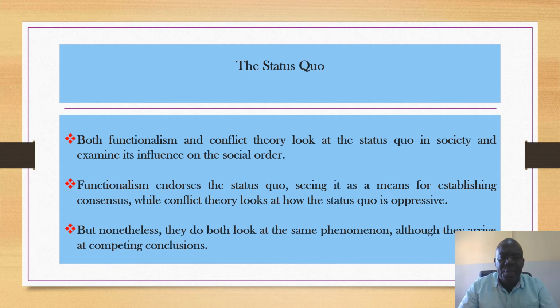The other important similarity between the two paradigms is that of the status quo. That is, both functionalism and conflict theory look at the status quo in society and examine its influence on the social order. For instance, conflict theory looks at the status quo in terms of the two groups, the proletariat and the bourgeoisie, and how each side is trying to outdo the other so that at the end of the day, it has a sway in what goes on.